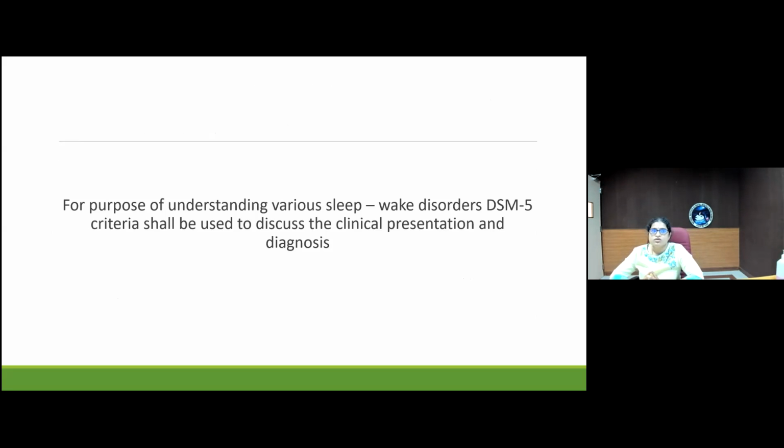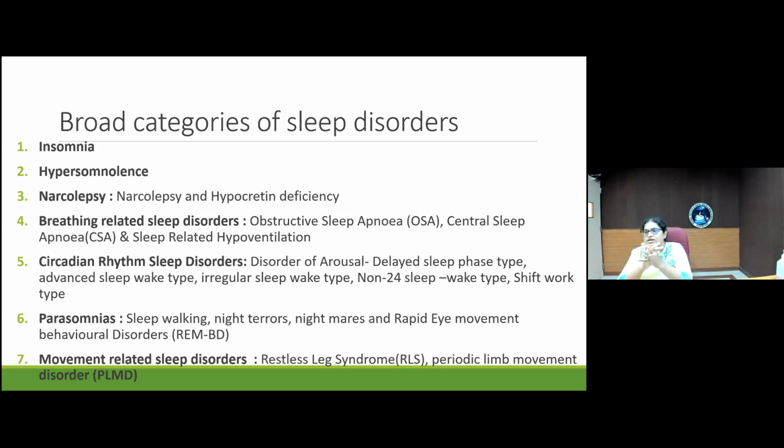So moving forward, for the purpose of understanding the various sleep-wake disorders, DSM-5 criteria is used for discussing the clinical presentations and the diagnosis. So taking all the 3 classificatory systems for the purpose of our presentation today, we shall broadly discuss the DSM-5 disorders under the 7 categories. That is insomnia, hypersomnolence, narcolepsy, breathing related sleep disorders, circadian rhythm sleep disorders, parasomnias, and movement related sleep disorders.